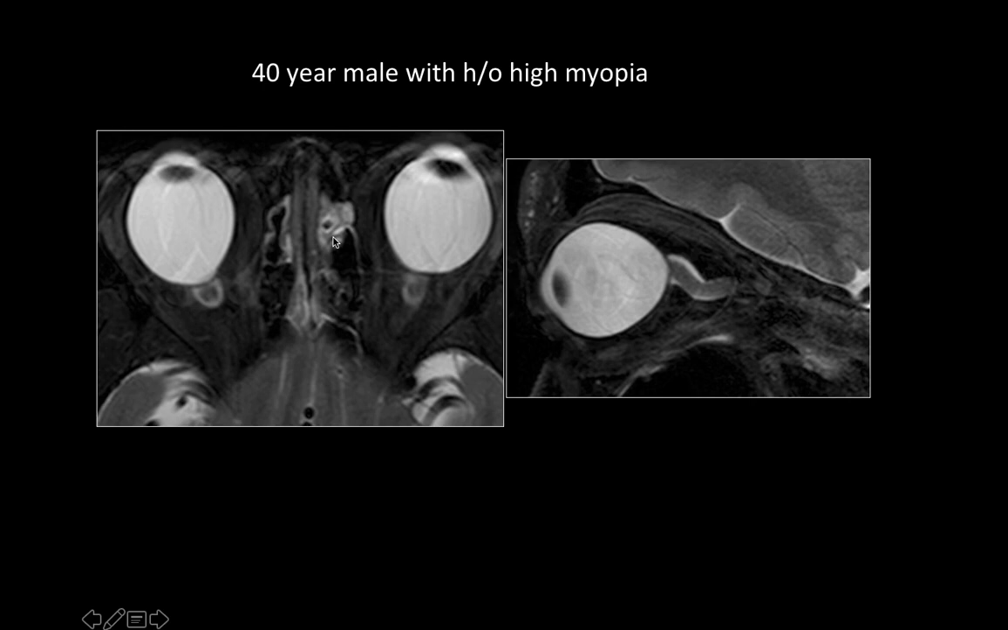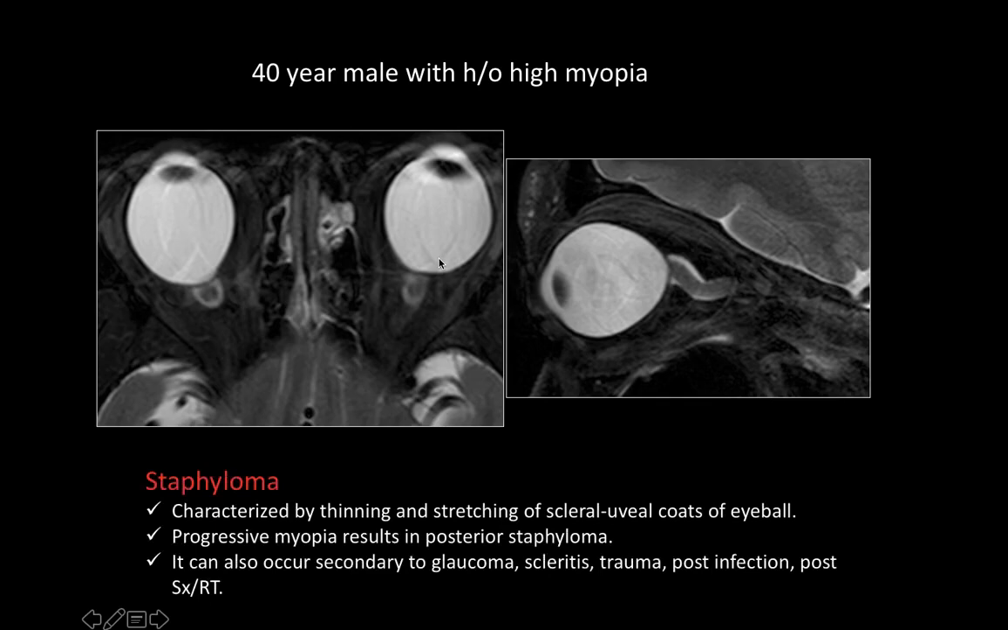Now, this is a 40-year-old male who had history of high myopia. So, what do we see here? We see enlargement of the globe. So, basically, it's more of elongation of the globe. This is classic for staphyloma.